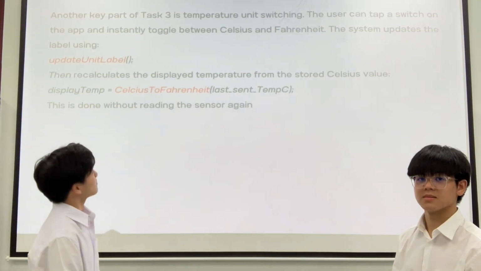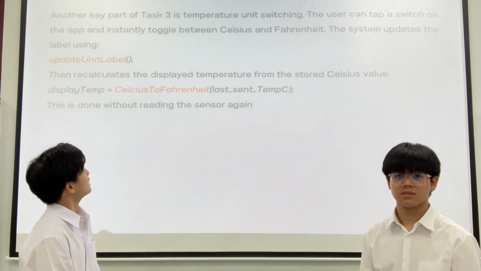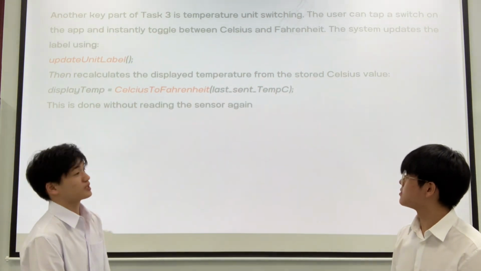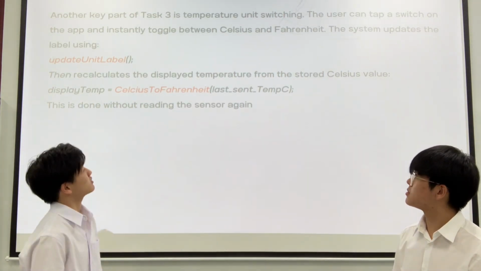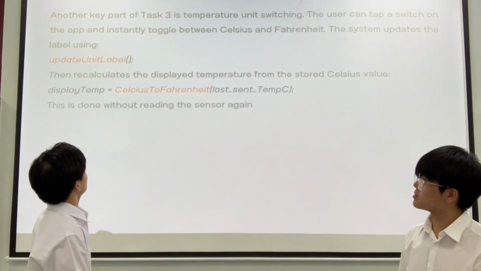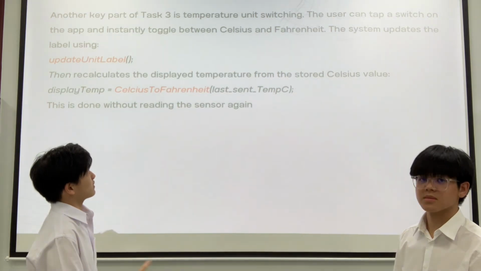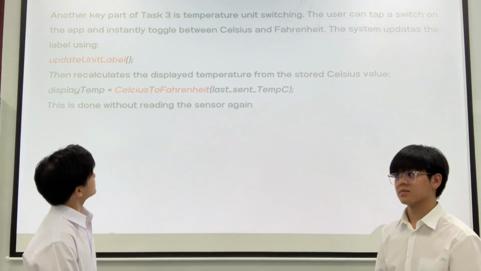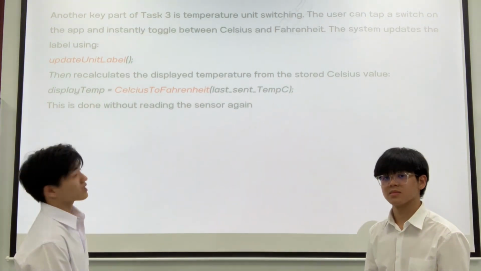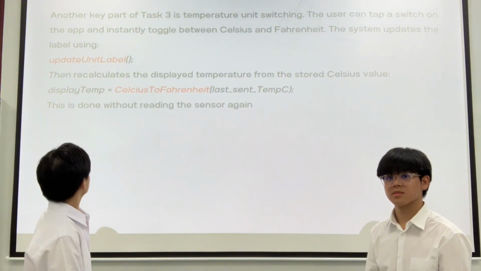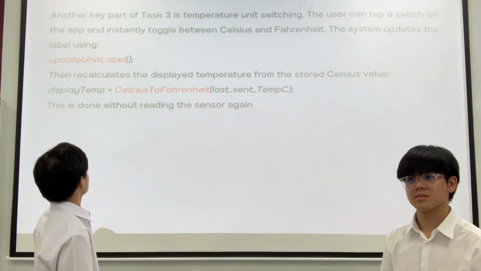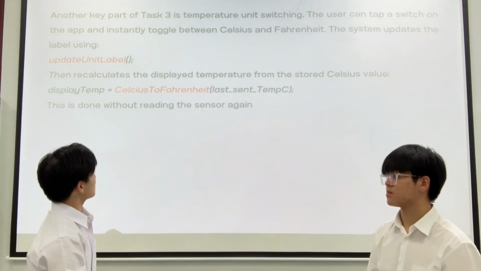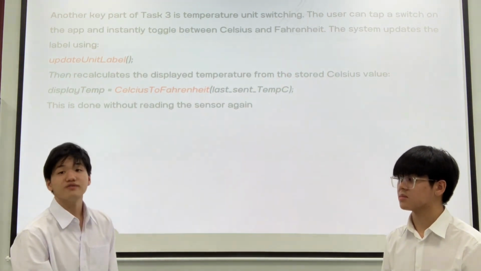Another key part of task 3 is the temperature unit switching from Celsius to Fahrenheit. The user can do this by tapping a switch on the app and instantly toggle between Celsius and Fahrenheit. The system updates the label using the command update unit label, and then recalculates the display temperature from the stored Celsius value above. This is done without reading the sensor value again.